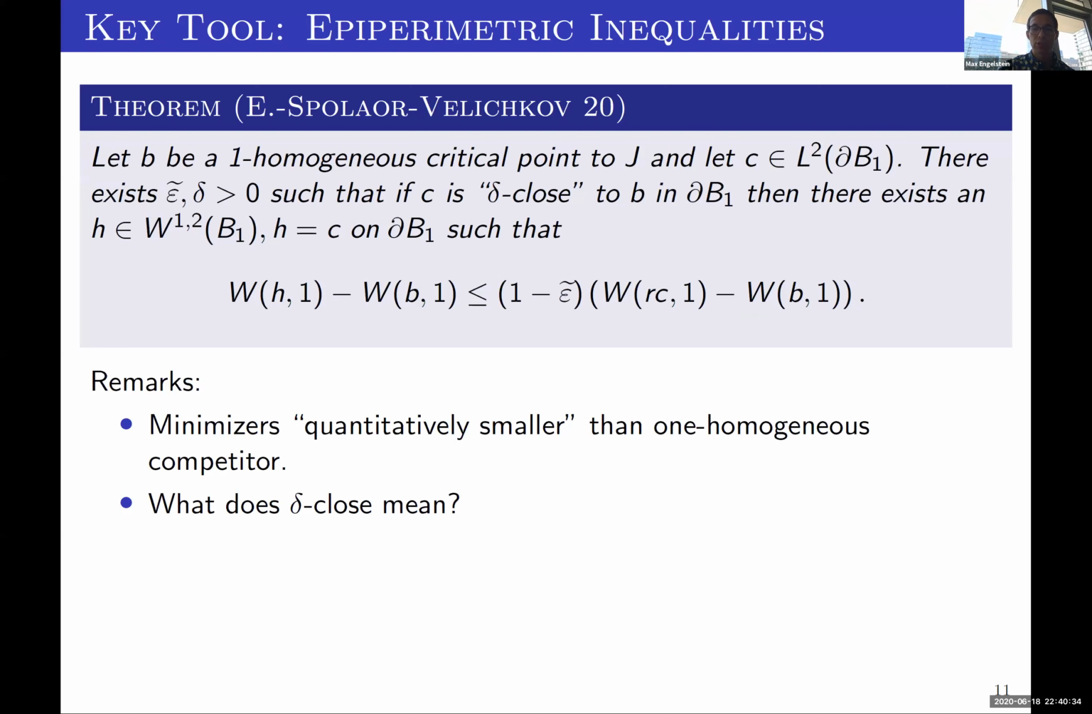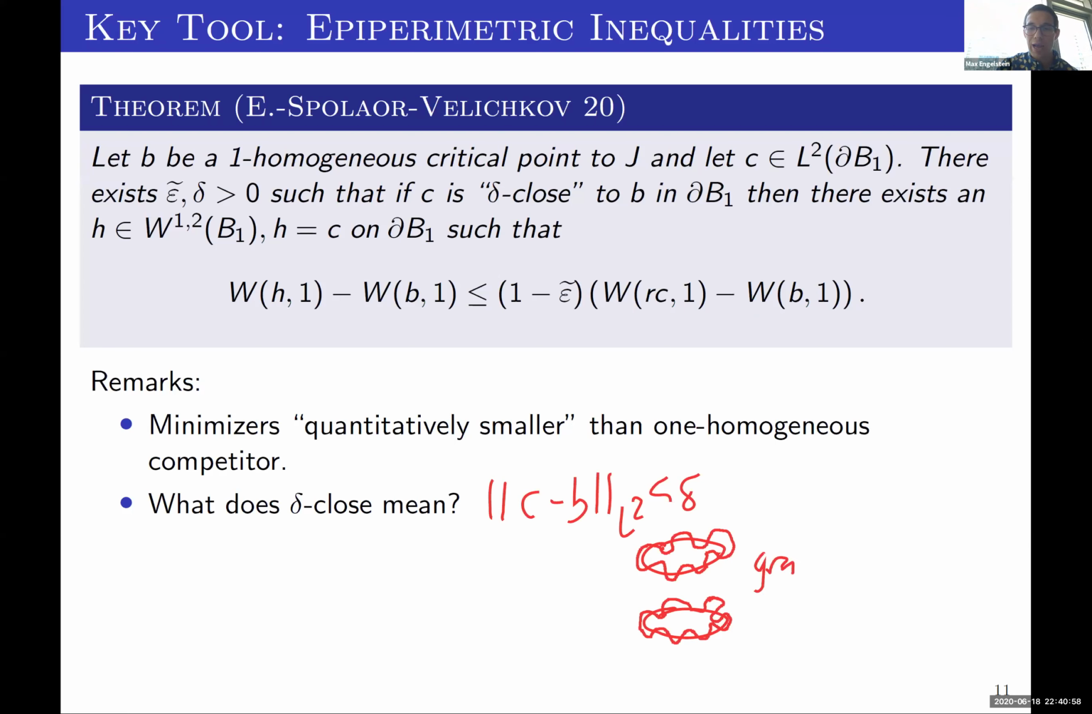And what do I mean by delta close? Well, I probably mean something like the L2 norm of C minus B is less than delta, but I also mean that if this is the free boundary of B inside the sphere, I want the free boundary of C to be written as the graph of a function. So I want the graph over the free boundary of B of zeta to be equal to the free boundary of C, and I want zeta to have small C2 alpha norm. This is a technical condition, but it's incredibly important, and we'll come back to it later. So we need two types of closeness. This is what we mean by delta closeness.